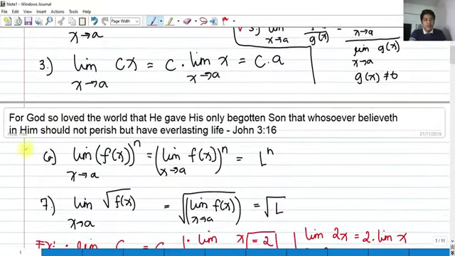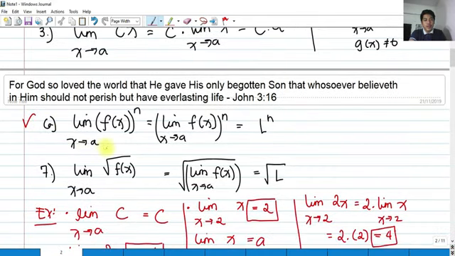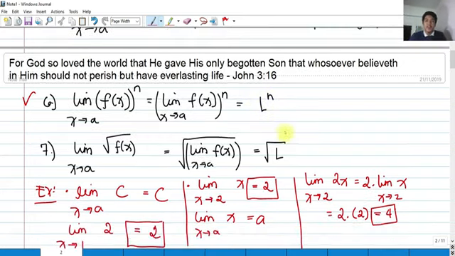Okay, for number 6, the limit of f of x raised to n as x approaches a is simply equal to the quantity limit of f of x as x approaches a raised to n. Or if we have this type of limit, we can evaluate the limit L and we raise it to a certain number n, that is in the exponent.